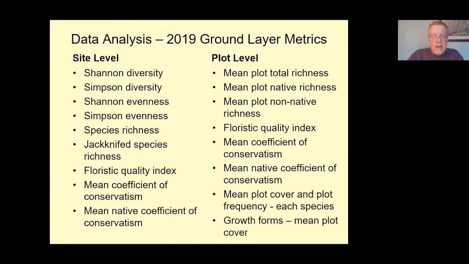To document the composition, diversity, and floristic quality of the ground layer in 2019, I calculated a broad array of diversity and floristic quality metrics at both the site and plot levels. The site scale tells you what species are present, the number of species, what floristic quality is, etc. at the site level overall, whereas the plot scale enables you to assess factors at a smaller scale within the site and provides the means with which I was able to conduct statistical tests.